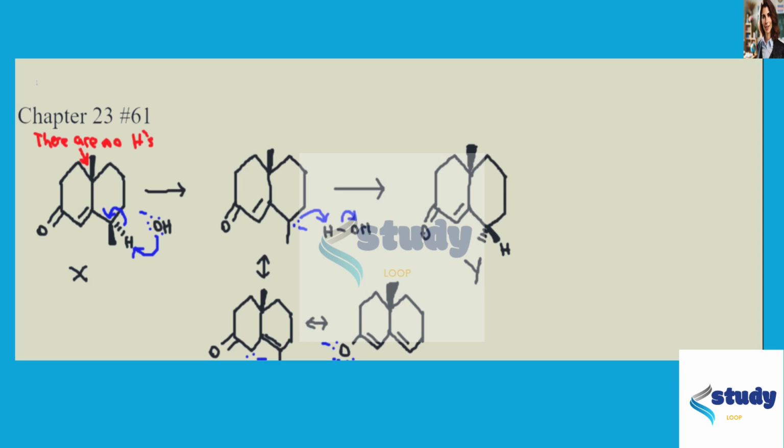Okay, and so that is why the one methyl group doesn't equilibrate, and that is the stepwise mechanism for the equilibration of the methyl group that does isomerize or equilibrate. And that is the answer to Chapter 23, problem number 61.